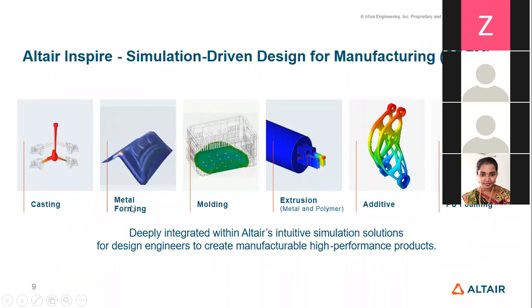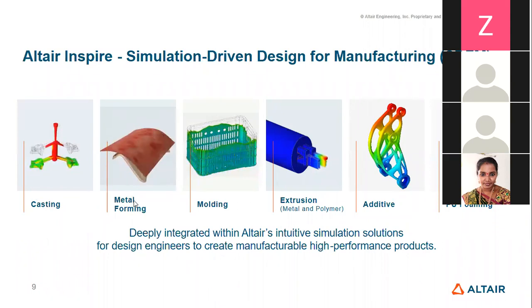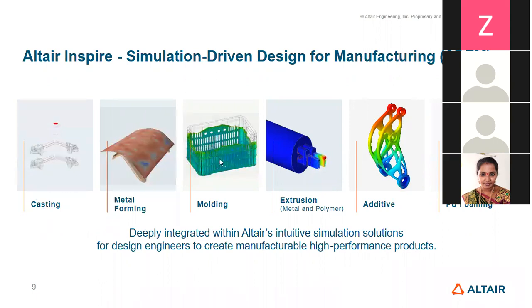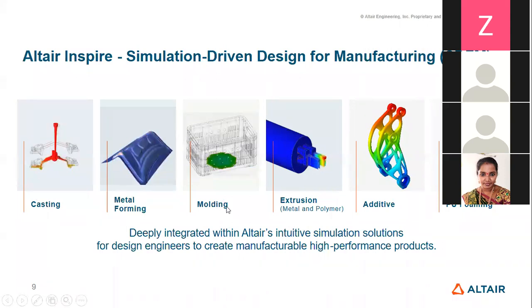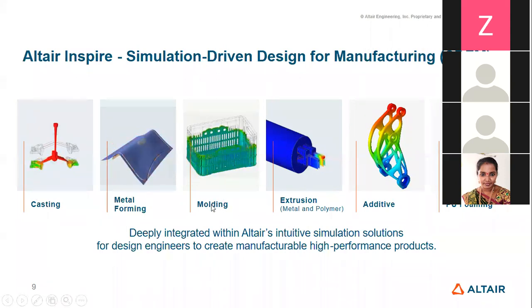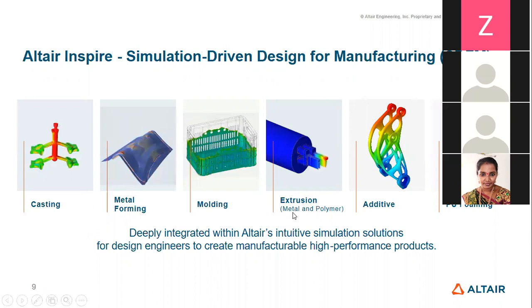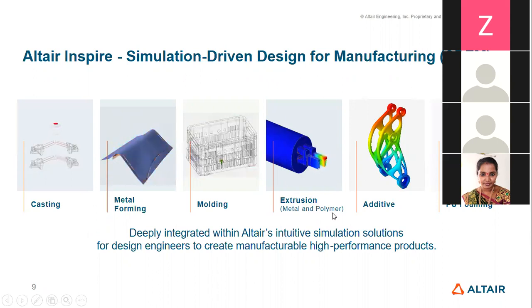Inspire Form is used for metal forming simulation, for checking sheet metal component feasibility, nesting, and full process simulation with the help of the die, punch, and binders. Binders means blank holders, constraint pins, pad, etc. And Inspire Mold is used to check the feasibility and do the process simulation of your injection molded parts. In Inspire Extrude, we have two types of solution available: one for extrusion metal and second for extrusion polymer.